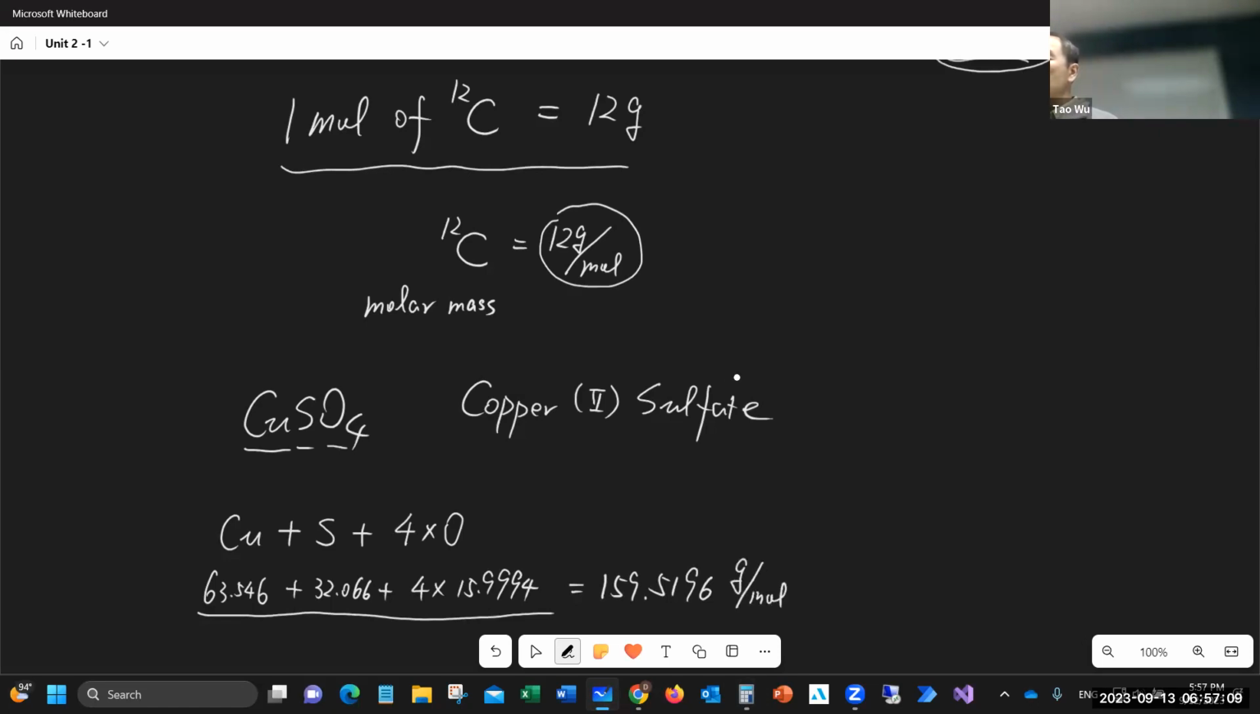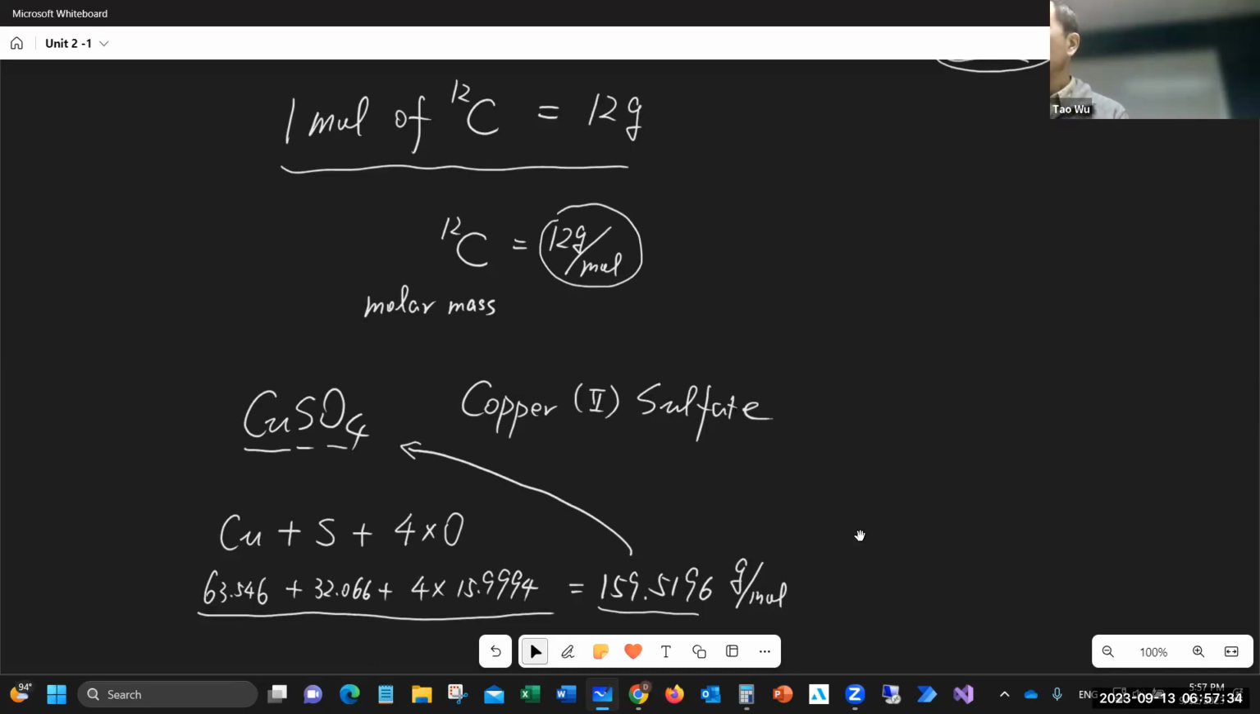This is the molar mass of copper(II) sulfate. Again, the meaning is that if we have 1 mole of this substance, we get 159.5196 grams. So this is the meaning of that.